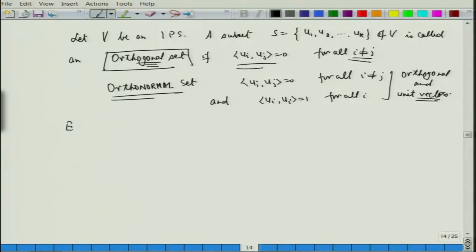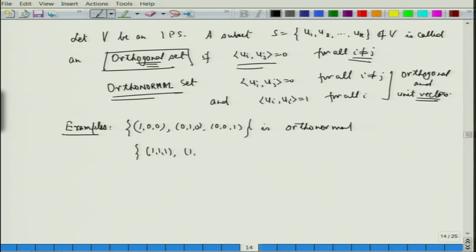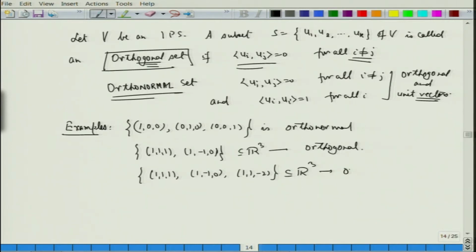So for example, if I look at these vectors (1,0,0), (0,1,0), (0,0,1), this is orthonormal. Even if I look at the vectors (1,1,1), (1,-1,0), this is a subset of R3, this is orthogonal, fine. Even these vectors (1,1,1), (1,-1,0), (1,1,-2), a subset of R3, this is also orthogonal.